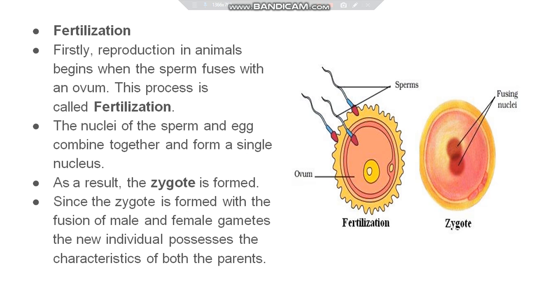Now let us discuss fertilization. Reproduction in animals begins when the sperm fuses with an ovum. This process is called fertilization. So, the fusion between the male gamete, that is the sperm, and the female gamete, the ovum, is called fertilization. The nuclei of the sperm and egg combine and form a single nucleus. As a result, the zygote is formed. Since the zygote is formed with the fusion of male and female gametes, the new individual possesses the characteristics of both the parents.